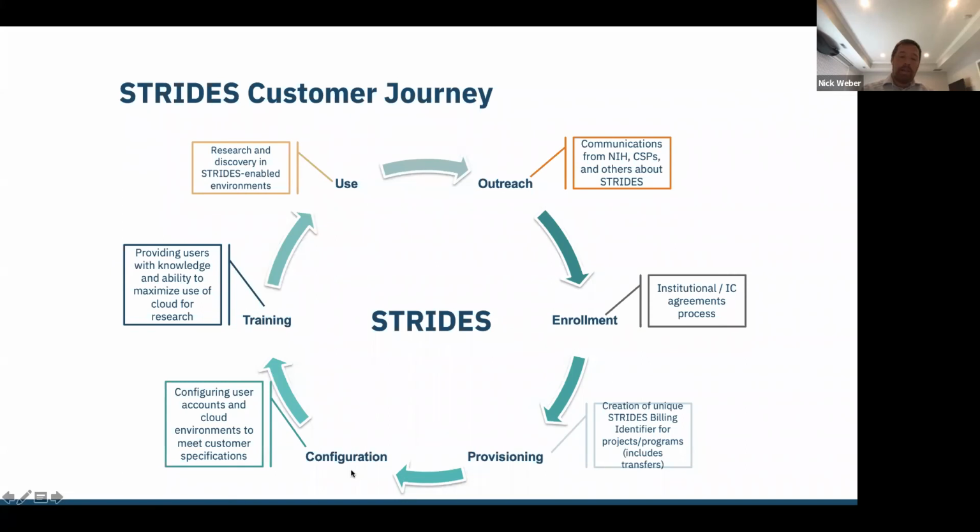Then there's a set of provisioning and configuration steps that happen. This is to get you access, once your institution has enrolled, to a cloud account, a space where you can do work and set up your data, your tools, your resources, and then configure those to make sure that they're optimized for your particular use cases. And we have some support structures that can help in those couple of steps.